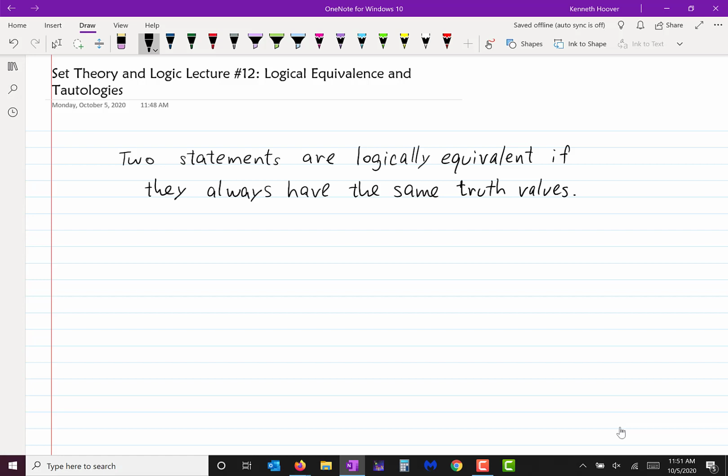Consider a statement that's made up of a bunch of smaller statements. Like here's an example. Look at these two statements. The negation of P and Q, and the negation of P or the negation of Q. Whoops, that's not a Q.